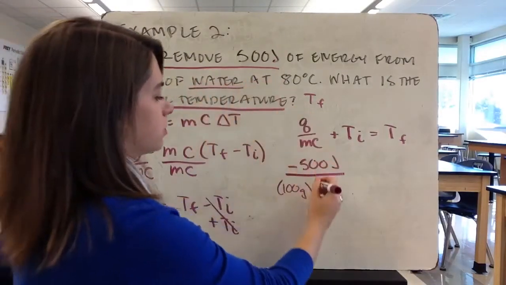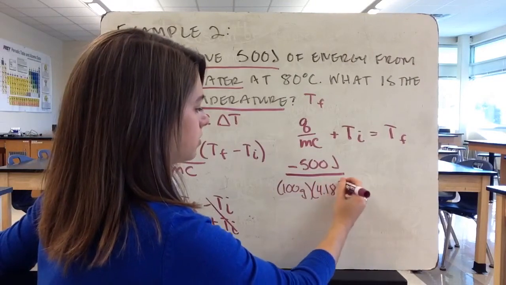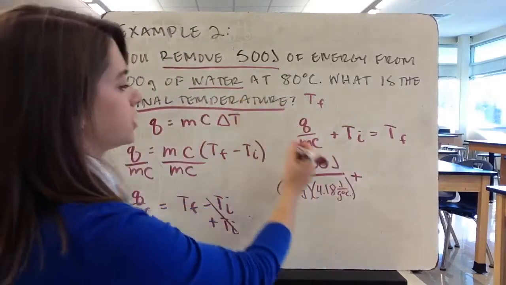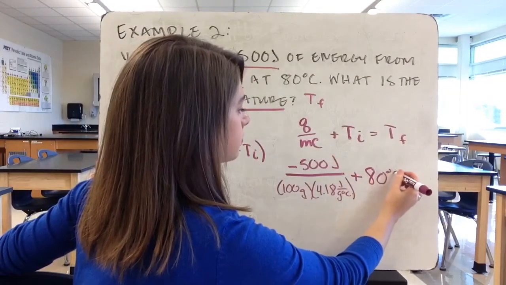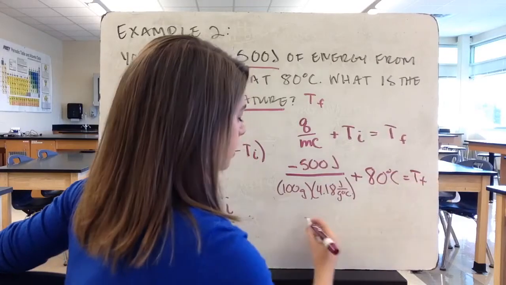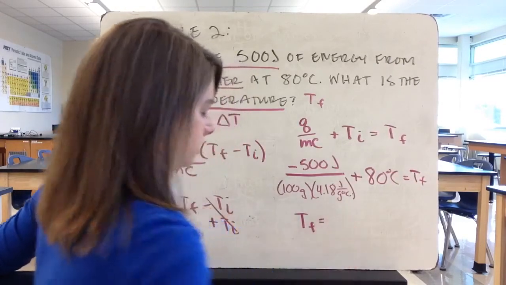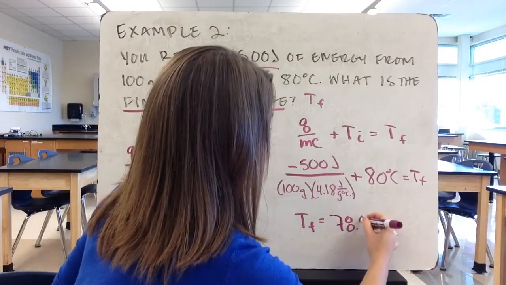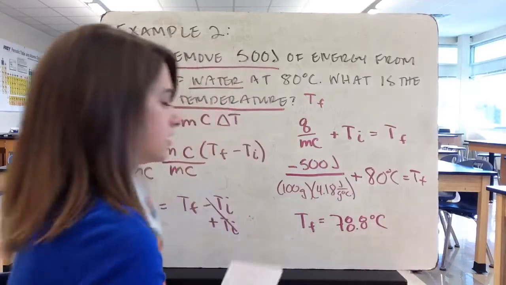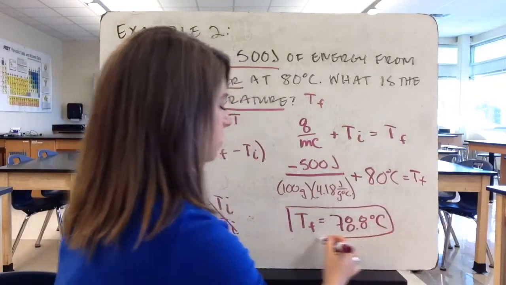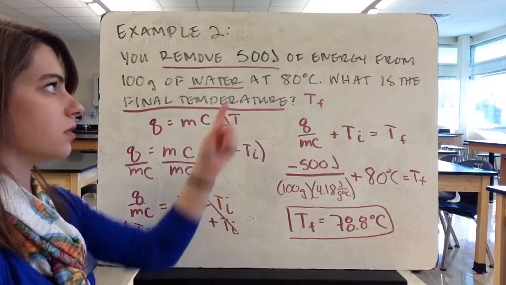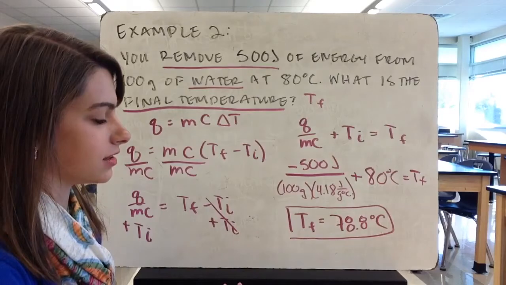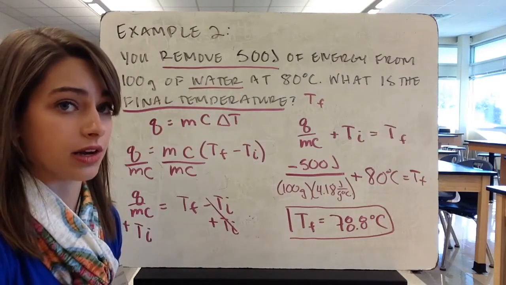It's water, so we're going to do 4.18 joules per gram degrees Celsius plus our initial temperature was 80 degrees Celsius. And we get T final to be 78.8 degrees Celsius. So that would be our final answer. So notice we removed 500 joules of energy, which seems like a lot. Really, we only decreased our temperature by a little over 1 degree Celsius.